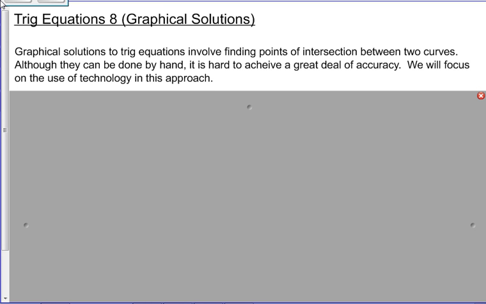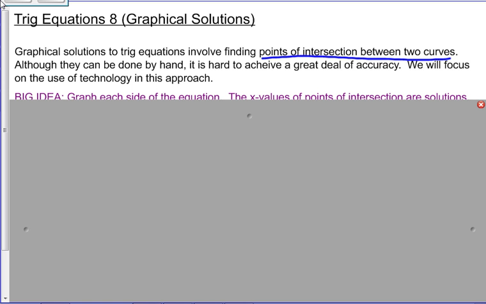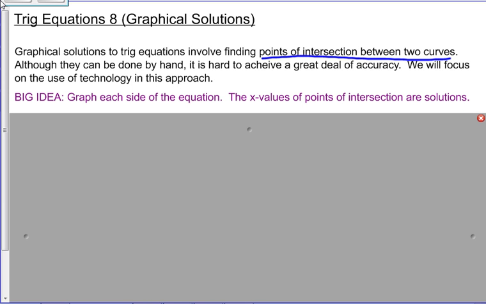The big idea here is that for graphical solutions, you're finding points of intersection between two curves. That means you're going to graph the left-hand side of the equation and the right-hand side of the equation and see where they meet. It can be done by hand, but it's hard to achieve a great deal of accuracy. So we're going to focus on the use of technology, though we will try and freehand a couple of them here. So graph each side of the equation. The x values of points of intersection are solutions.